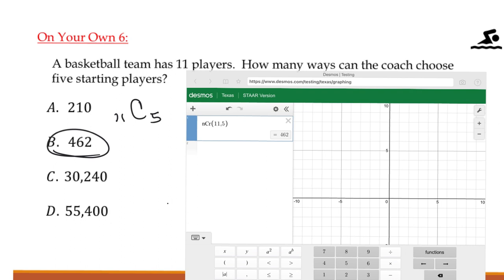So in permutation and combination, permutation order matters. Combination, order does not matter. In a permutation, order does matter.